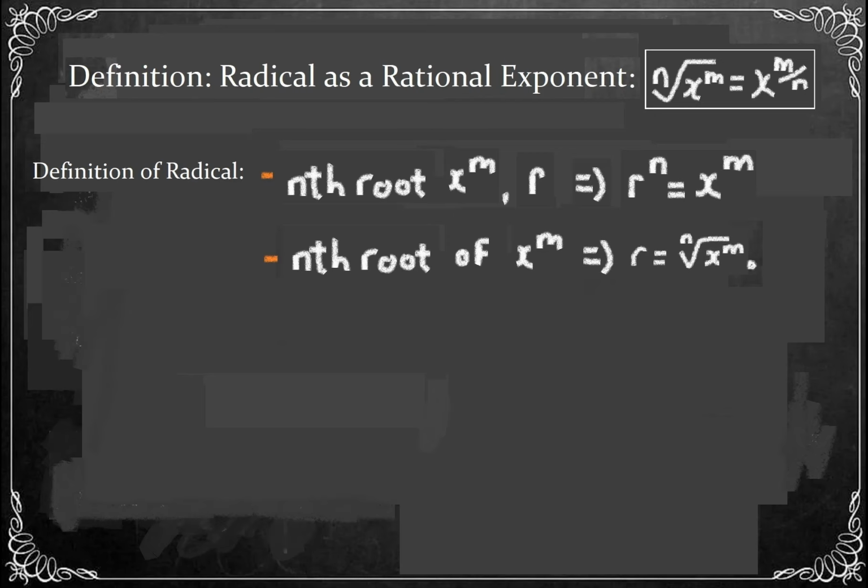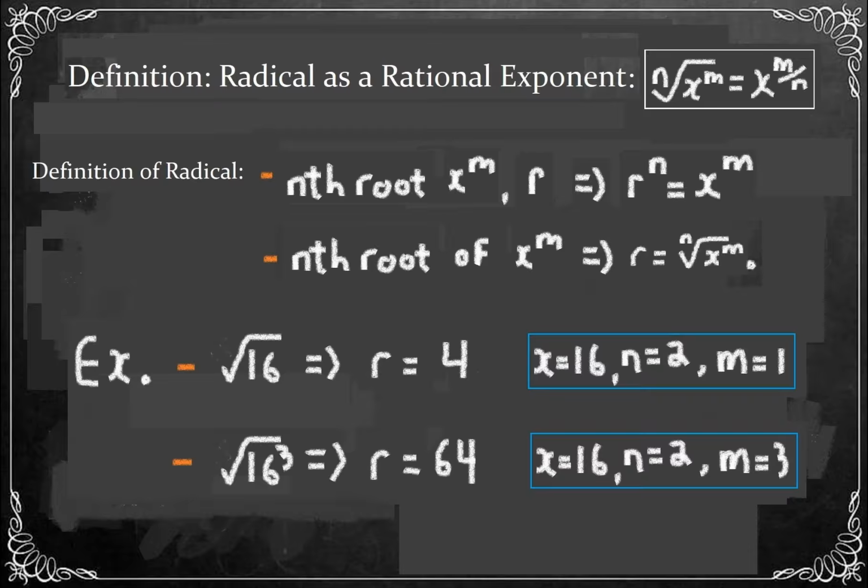In our case, we're considering the principal nth root. For example, the principal square root of 16 is the positive number 4 if x equals 16, n equals 2, and m equals 1. The principal square root of 16 cubed is the number 64 if x equals 16, n equals 2, and m equals 3.